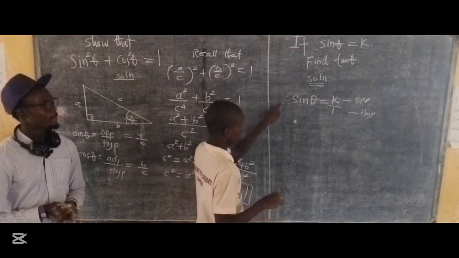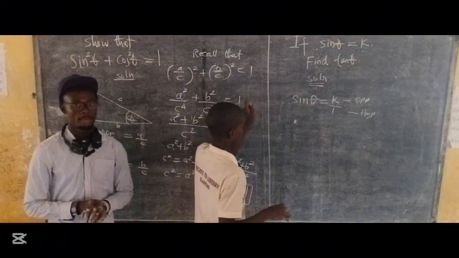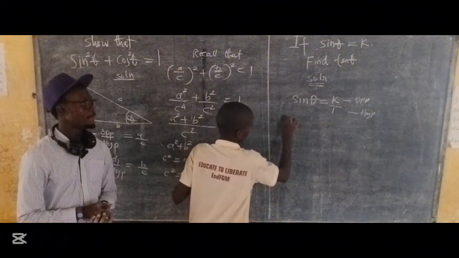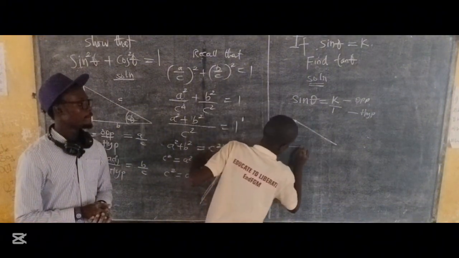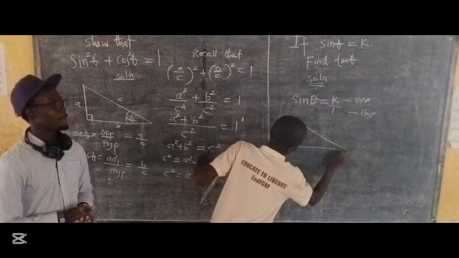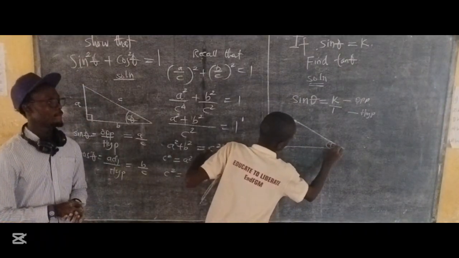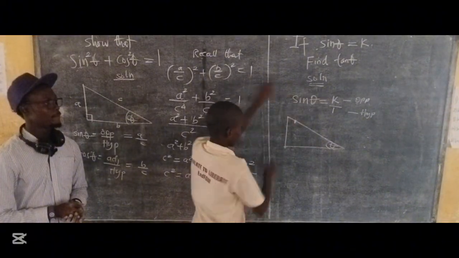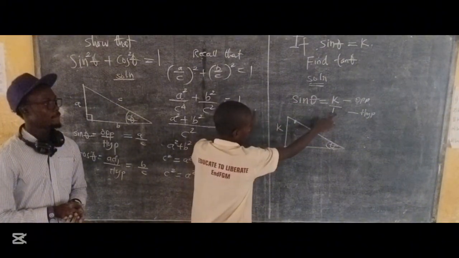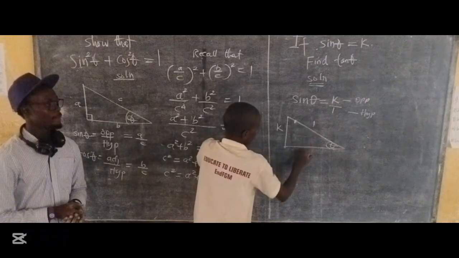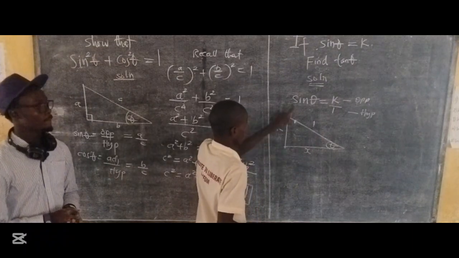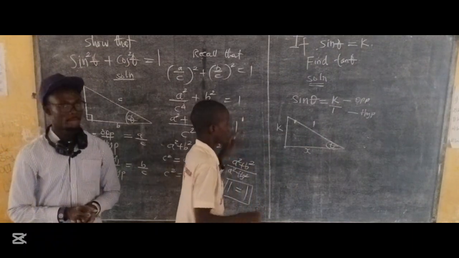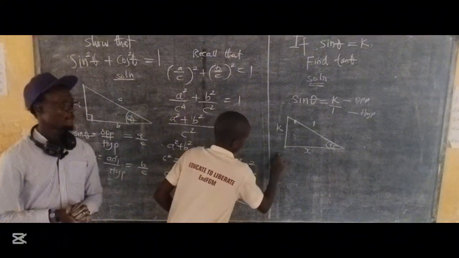Now if you are to represent this information in a right angle triangle, this is the angle of consideration theta. The angle of consideration is opposite to k, and the hypotenuse is 1. So this is x, and x is the adjacent. So now let us use Pythagoras theorem to find the value of x.